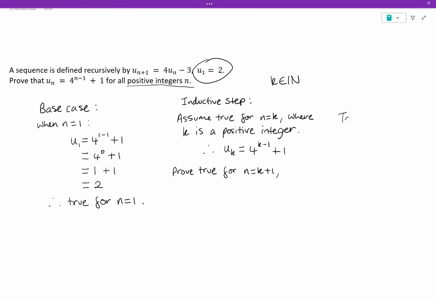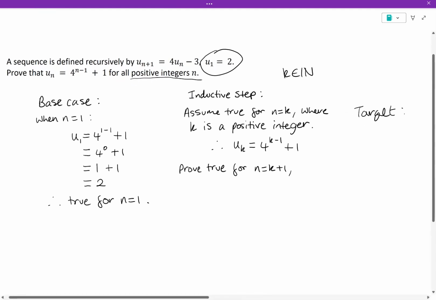Now, this is not part of the working. That's why I'm going to write it on the side. You do not get any marks for this. Technically, you don't even need to write it out. However, I do think it's quite useful. So my target statement, if this is going to be true for n equals k plus 1, I'm going to get this statement here, but with all the n's replaced with k plus 1's.